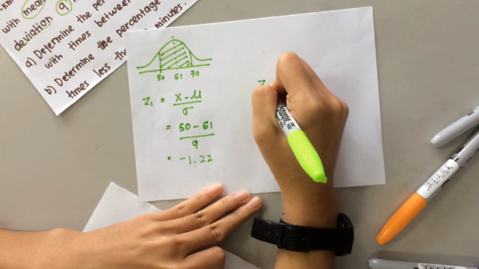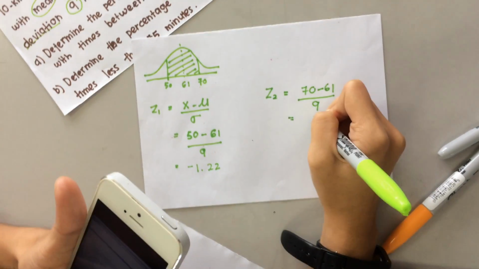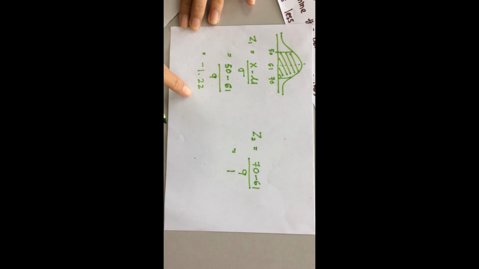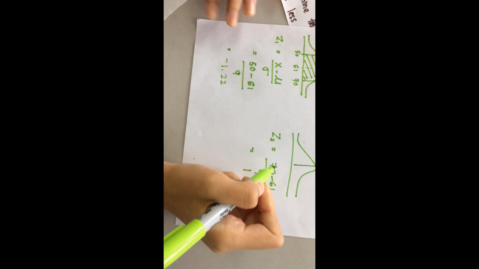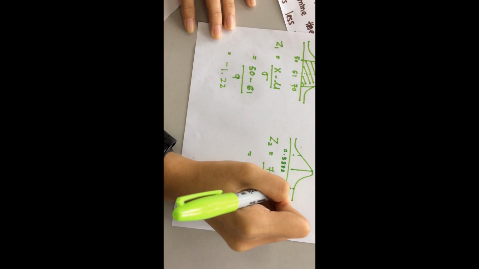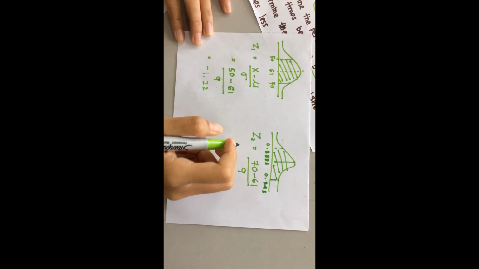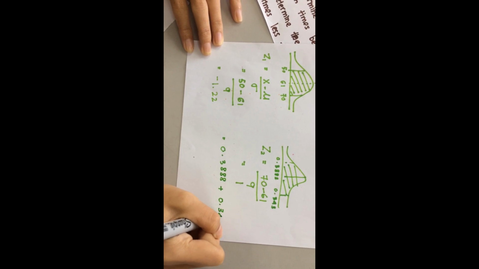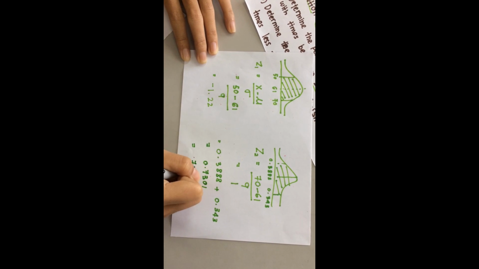Then we find the second z, z2, which is equal to 70 minus 61 divided by 9, and this is equal to 1. For this 1 and negative 1.22, we find the values using the Z table. We get the values for the Z distribution, which are 0.3888 and 0.3413. To find the whole area, we just add them: 0.3888 plus 0.3413, which equals 0.7301. So in percentage, we get 73.01%.